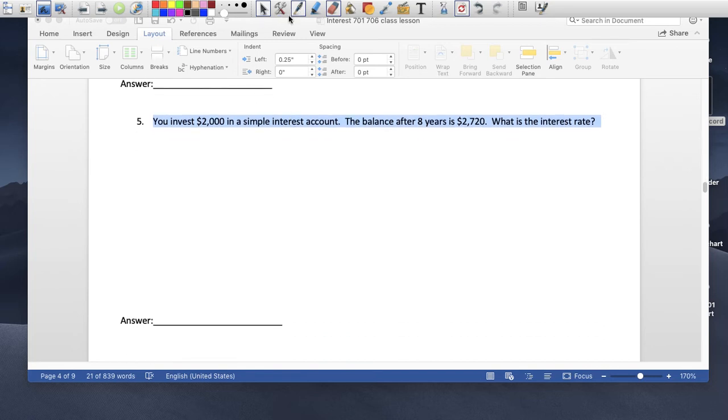Number 5. So number 5 is I equals P times R times T. It says you invest $2,000 in a simple interest account. So the P is 2,000. The balance after 8 years is 2,720. What is the interest rate? So the time is 8 years. And the interest rate, R, is what we're trying to find, right?